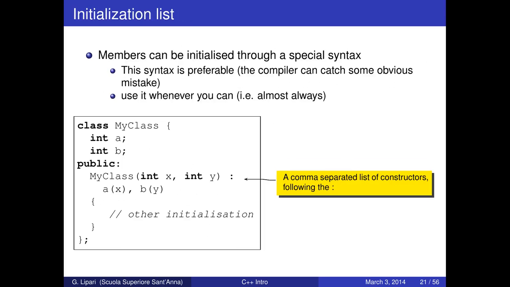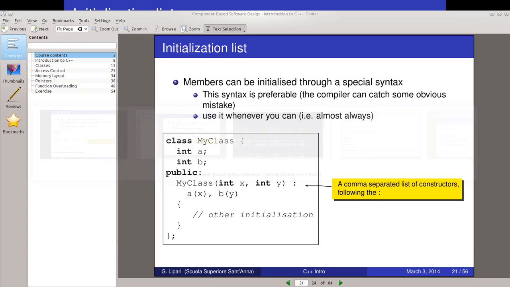Members can be initialized also through a special syntax, and in general this syntax is preferable when you can do that, because the compiler can catch some obvious mistake if you use this kind of syntax. Okay, so my recommendation is to use this syntax whenever you can. So this syntax is basically after the declaration of my class you put a colon and then the name of the members and inside parentheses their initial values.